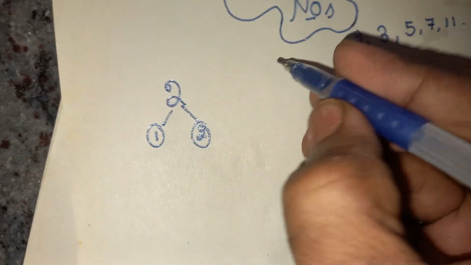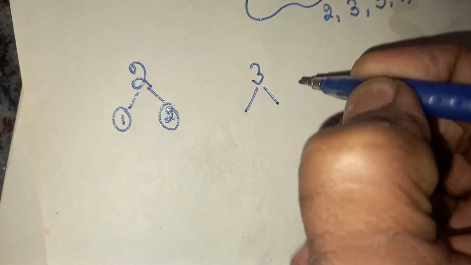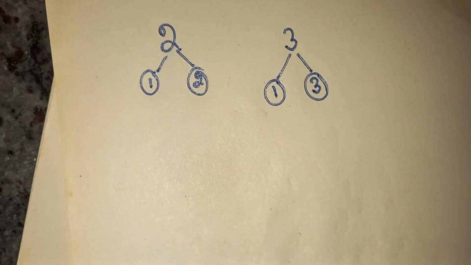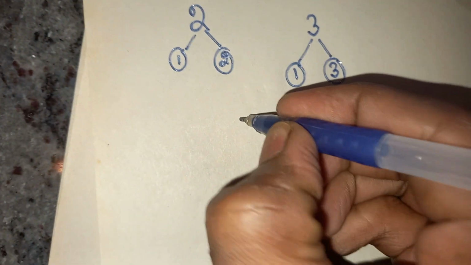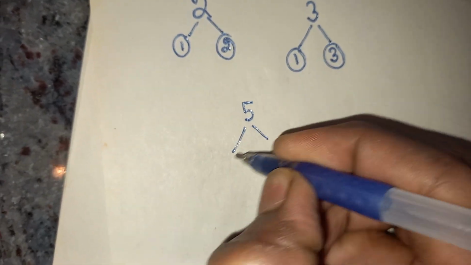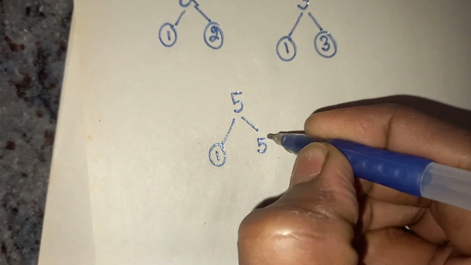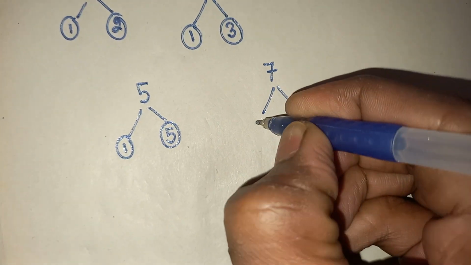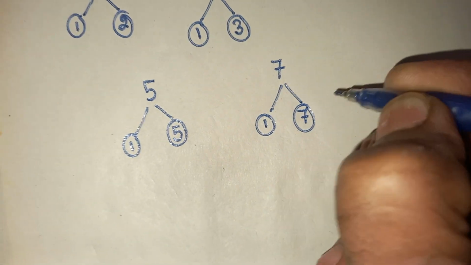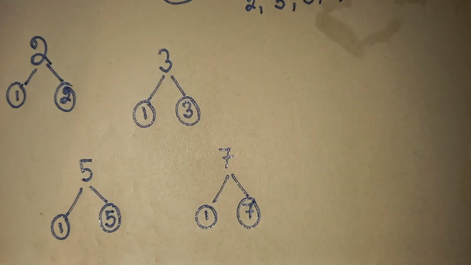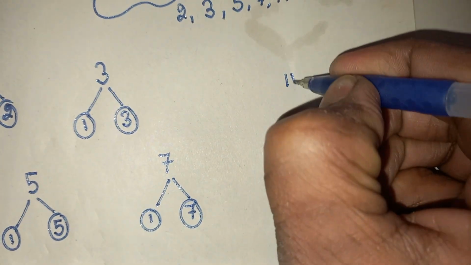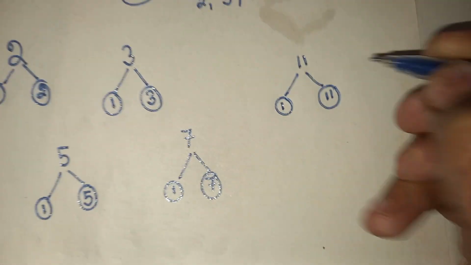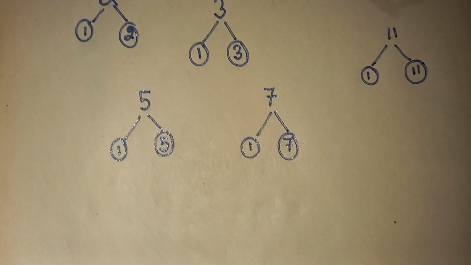Like this, let's take one more number, 3. Even 3 you can divide only by 1 or 3 itself. You can take 5 like that. Here also it can be divided only by 1 and 5. And if you take 7, 7 also can be divided by 1 and 7 itself. If you take 11, it's the same thing: it can be divided only by 1 and 11 itself.